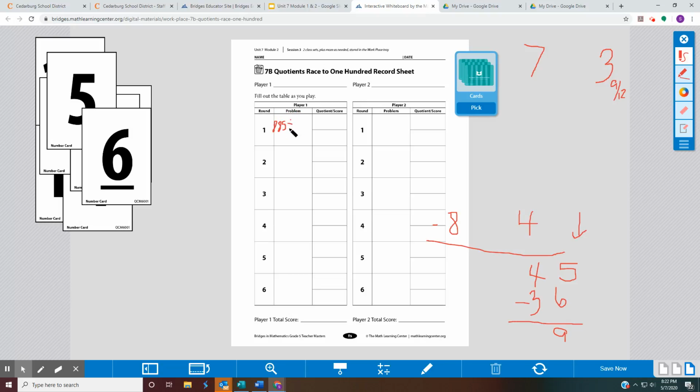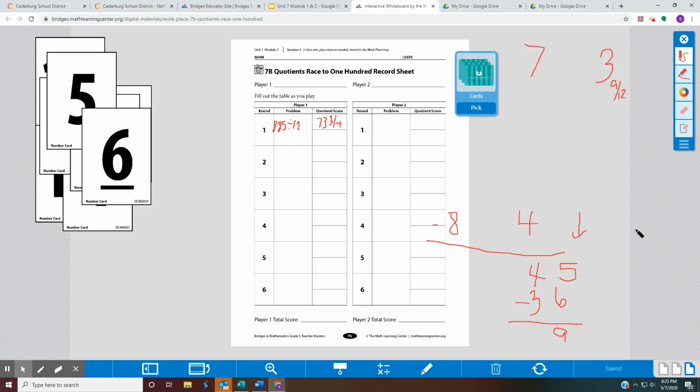Divided by 12. And I had 73 and 3/4, or remainder 9. Okay, so we're going to keep playing back and forth until one person gets to 100. The first person to get to 100 wins.